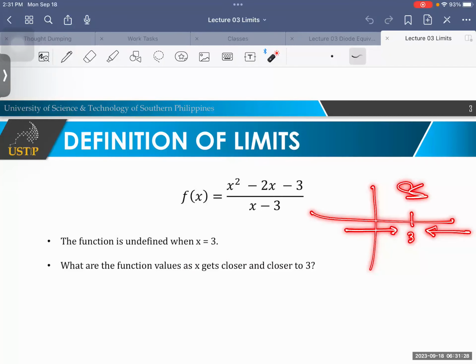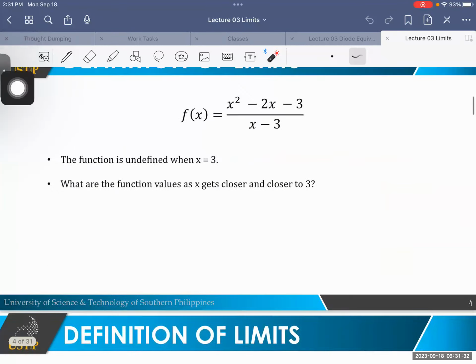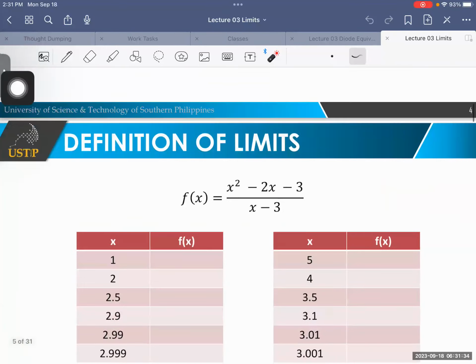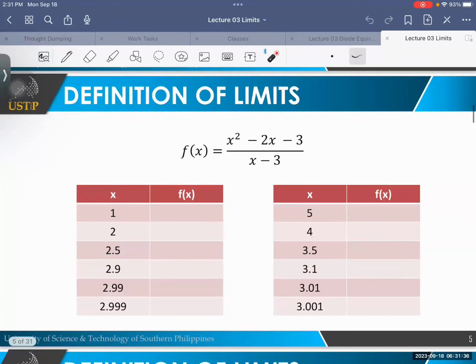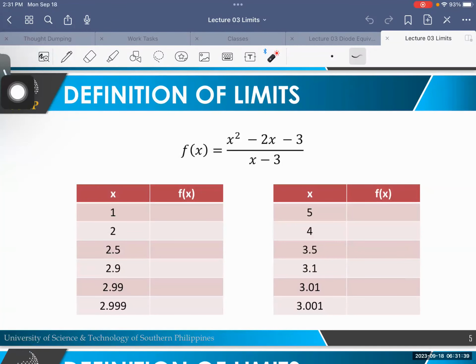Okay, where is it on the graph? Where is it on the function? Okay, so same example, class: x squared minus 2x minus 3, all over x minus 3. Let's try to solve for the values of f of x, given these values: 1, 2, 2.5. We can analyze this now, and I will graph it later, but just think of the number line.